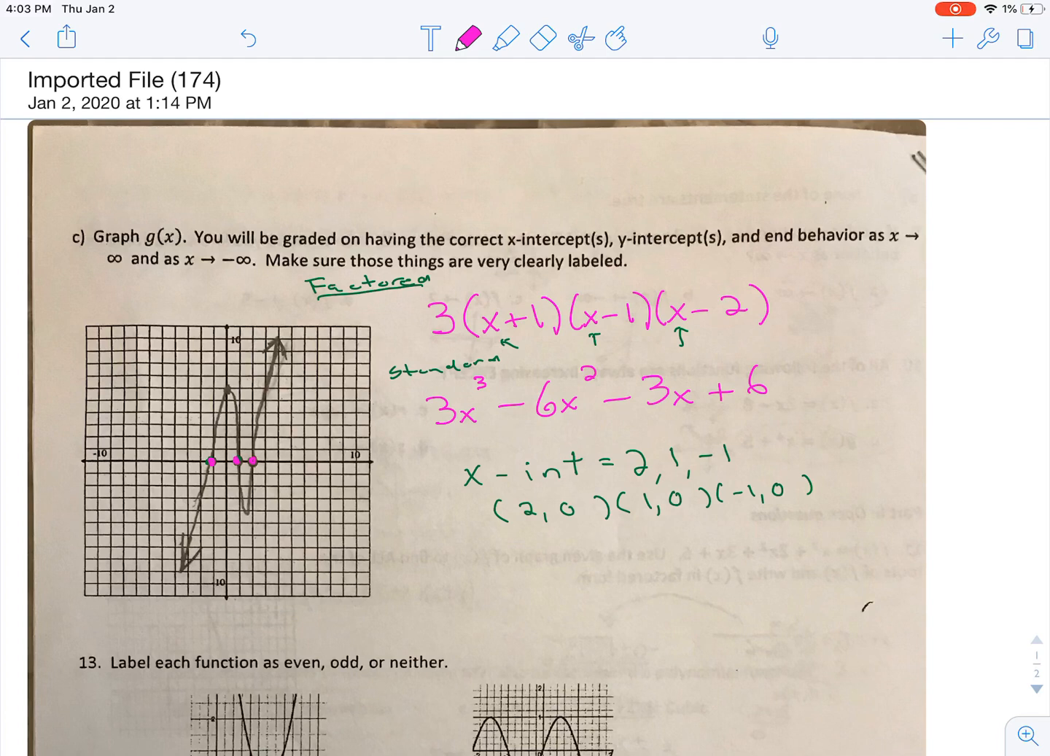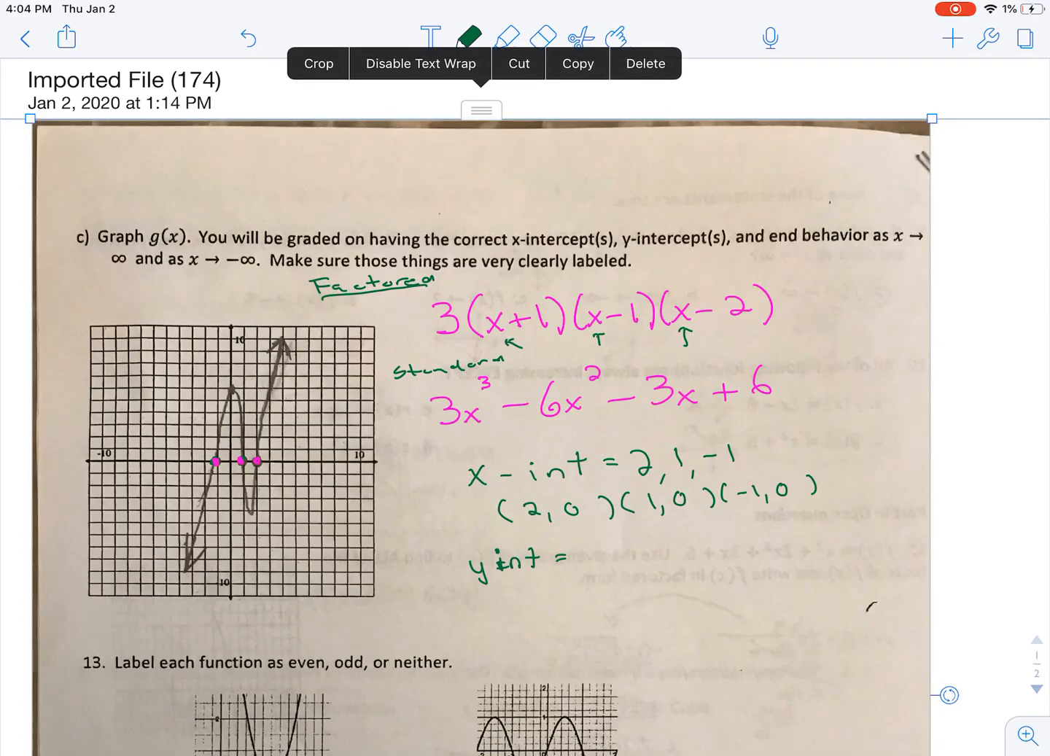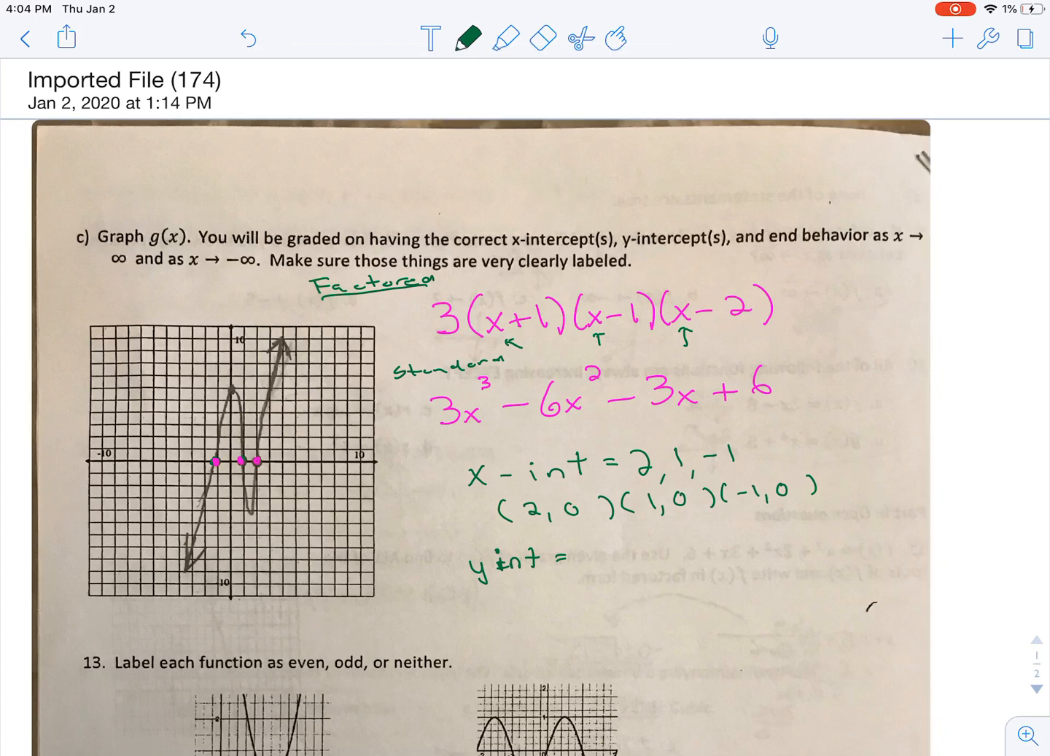Okay, we're also asked to find the y-intercept. So remember, when we find the y-intercept, what's x equal to? x is equal to 0. So I would look here. You could use either form. As long as you plug in 0 for x, you're going to get the y-intercept. That could be in factored or standard, but it's much easier to spot in standard.